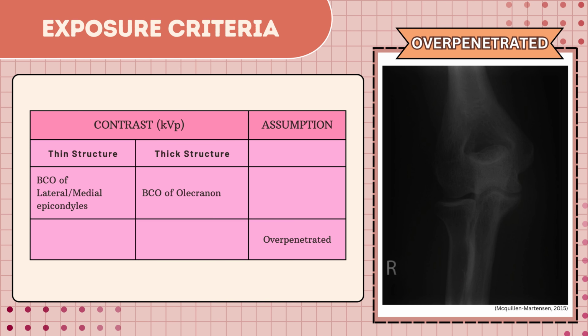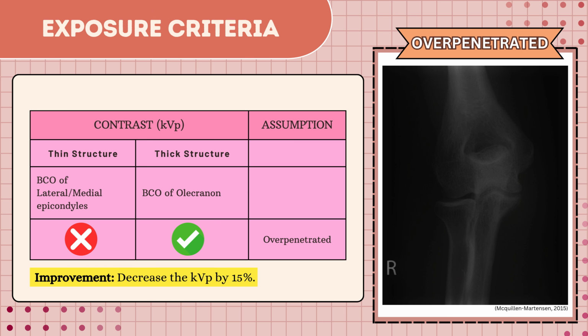Moving on with another radiograph. By evaluating the contrast of this radiograph, the BCO of thin structure, which is lateral or medial epicondyles, cannot be seen. And the BCO of thick structure, which is olecranon, can be seen. This means the radiograph is overpenetrated, and there is too much KVP used. The bony cortical outline of thin structure cannot be seen clearly. To improve, decrease the KVP by 15%.